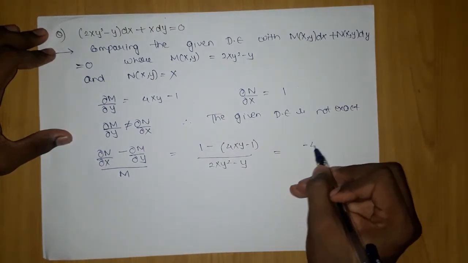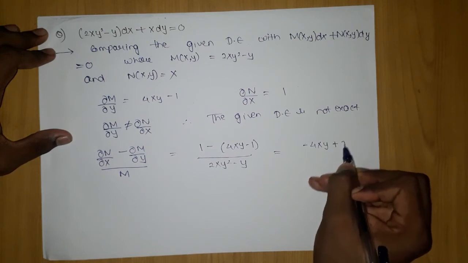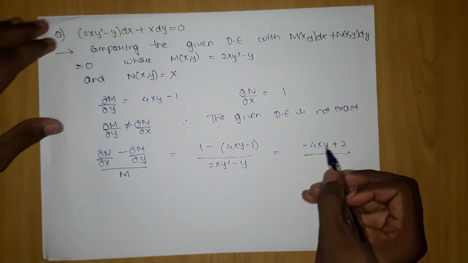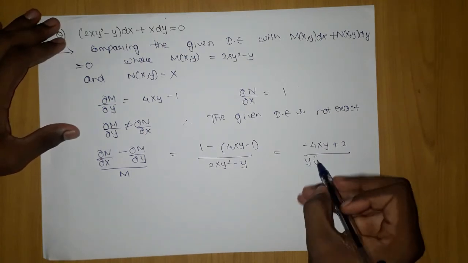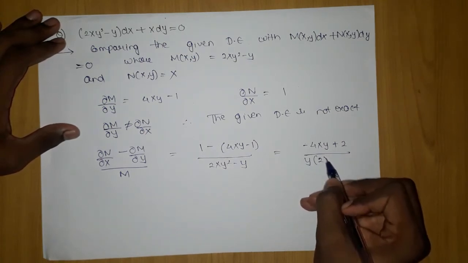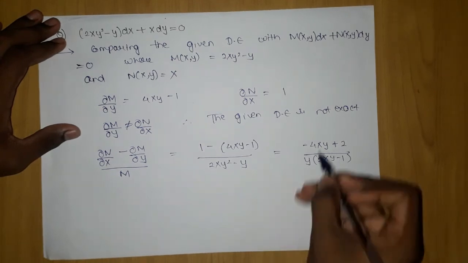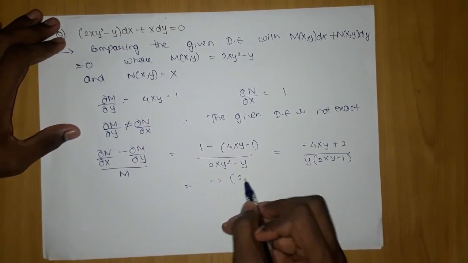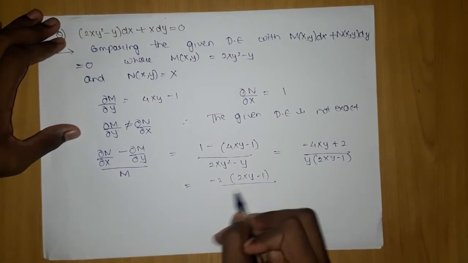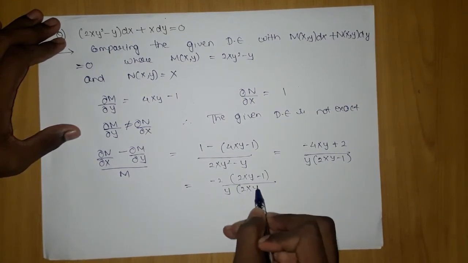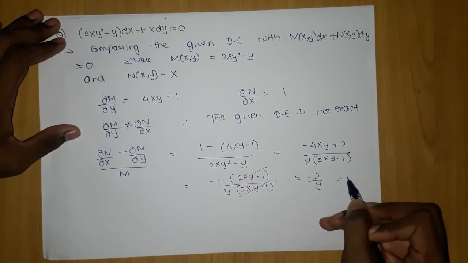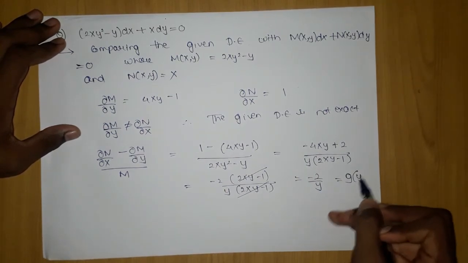If you see, what we are getting is (−4xy + 2) the whole upon, if you take y outside from here, y(2xy − 1), and in the top if you take −2 outside, you get −2(2xy − 1) the whole upon y(2xy − 1). So you can see this will cancel out, giving −2/y, which is your required thing. Since y is present, we will call it g(y).